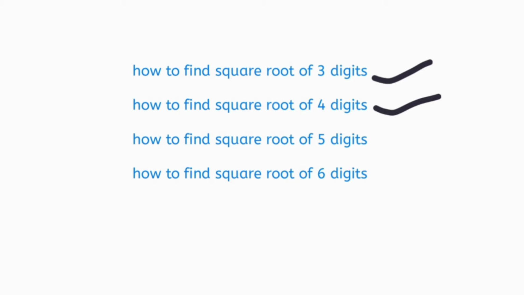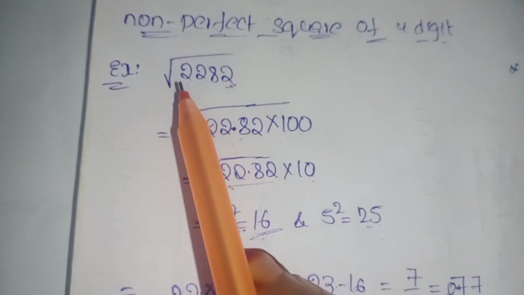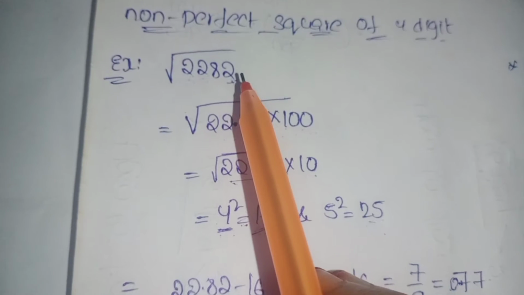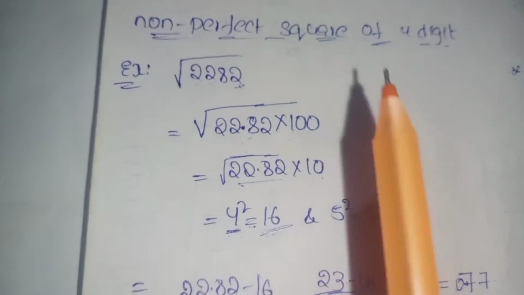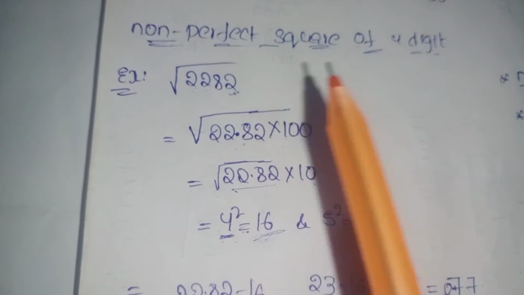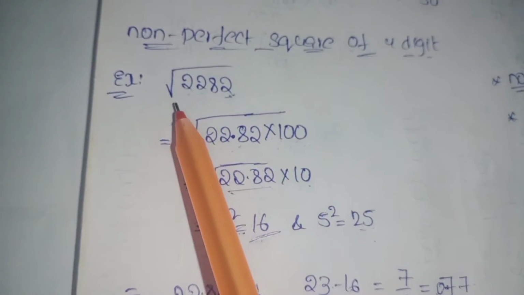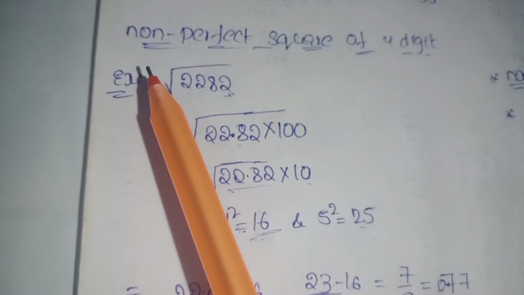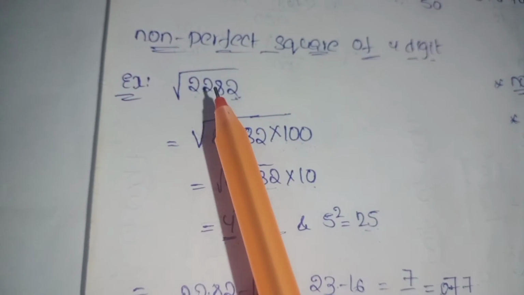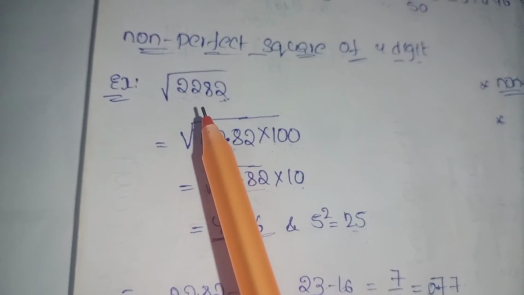Let us see another example of how to find the square root of 4 digits, non-perfect square root of 4 digits. Let us see one example, the square root of 2282. In the previous section I told you that when finding the square root of a 4-digit number, the answer must be 2 digits. Here also we have 2 digits, but we have decimal values because we are finding a non-perfect square. In the previous section we found perfect squares, so we didn't have decimal values, but here we are finding non-perfect square values. That's why we have decimal values.